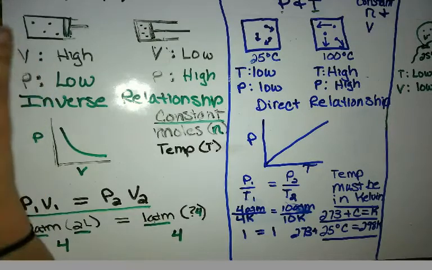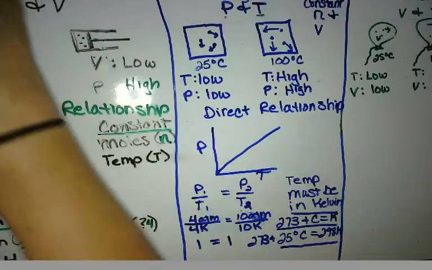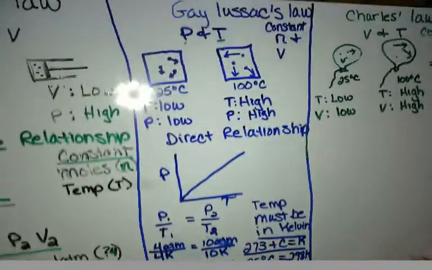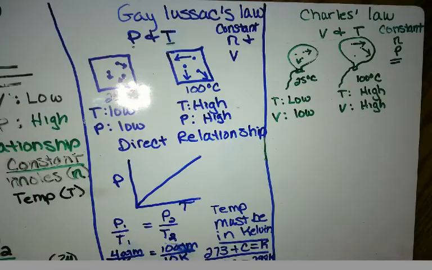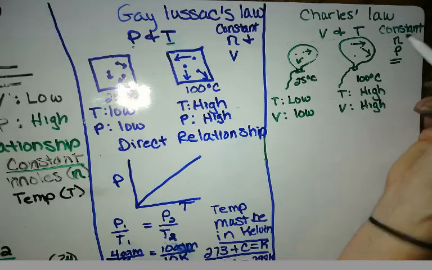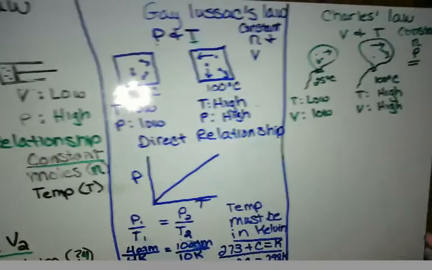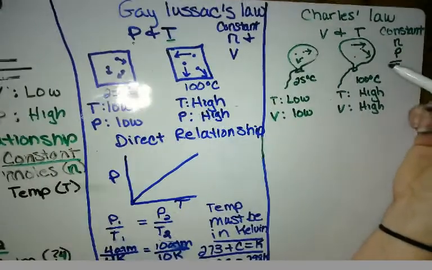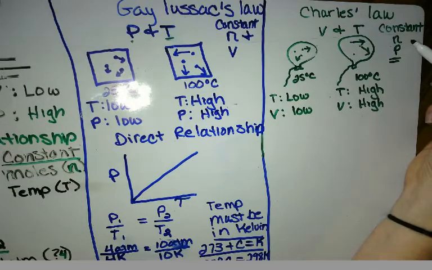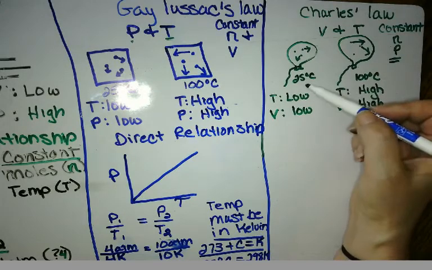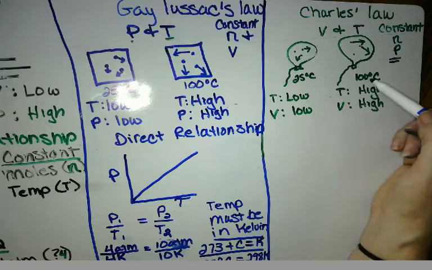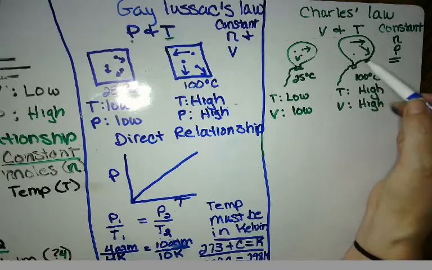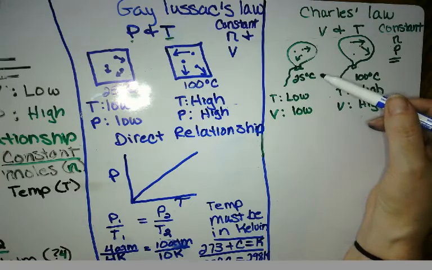Okay, so our last law that we're going to look at is Charles' law. And Charles' law looks at volume versus temperature. Now, I could have drawn a piston like this and things would move, but you guys are more familiar with balloons. Okay, what did we keep constant? We kept the number of moles and the pressure constant. So if I have this balloon at 25 degrees C, what happens if it's a hotter day? What happens to that balloon? Well, it gets bigger.